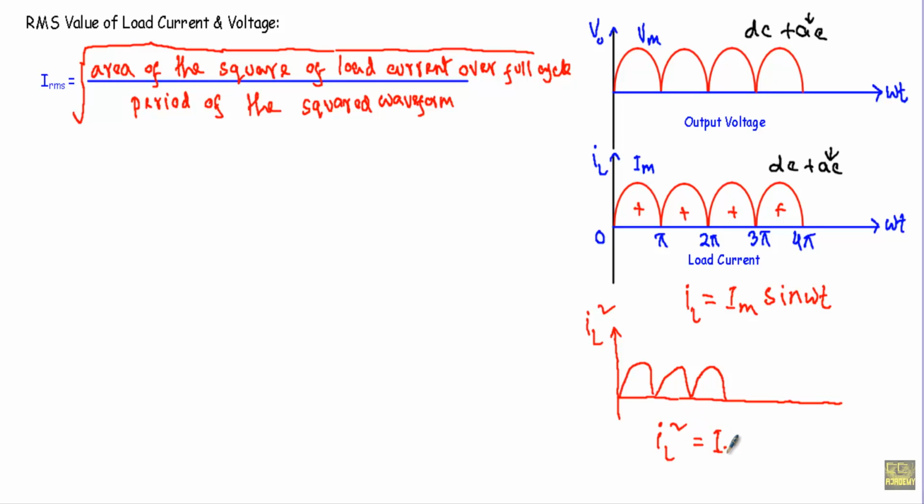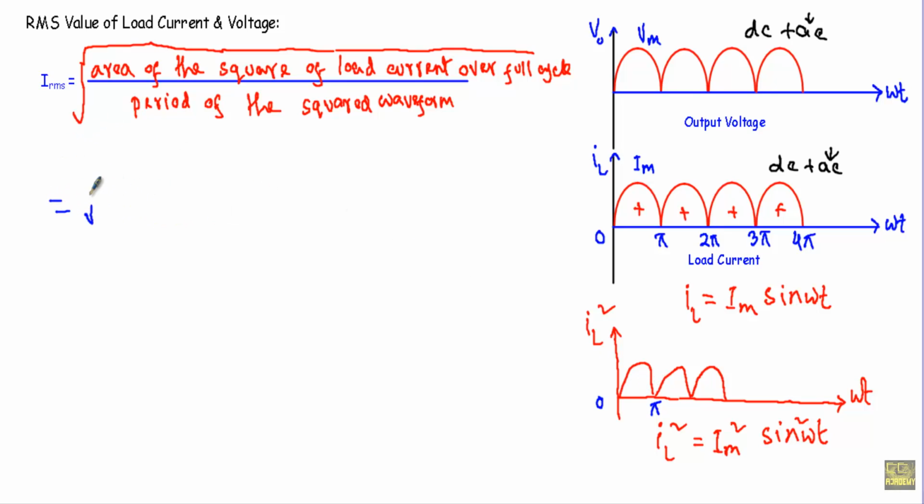The value of IL square will be equal to Im square sin square ωt. And you will see the period of this IL square will be equal to π, because after π you will get the same repetitive things.